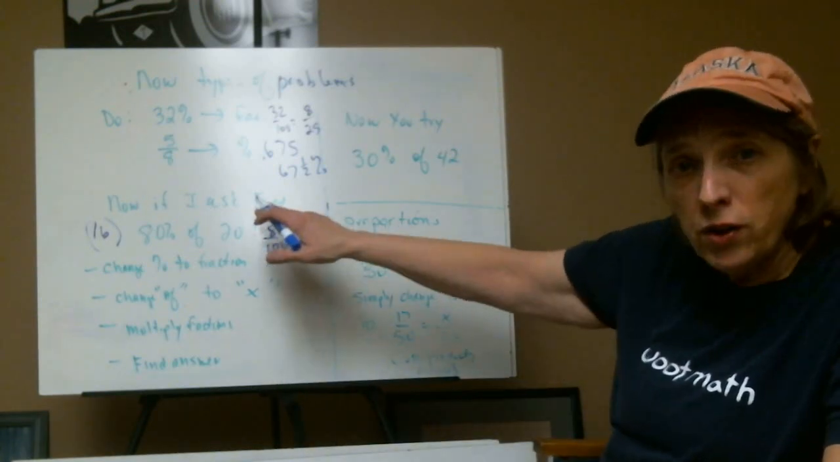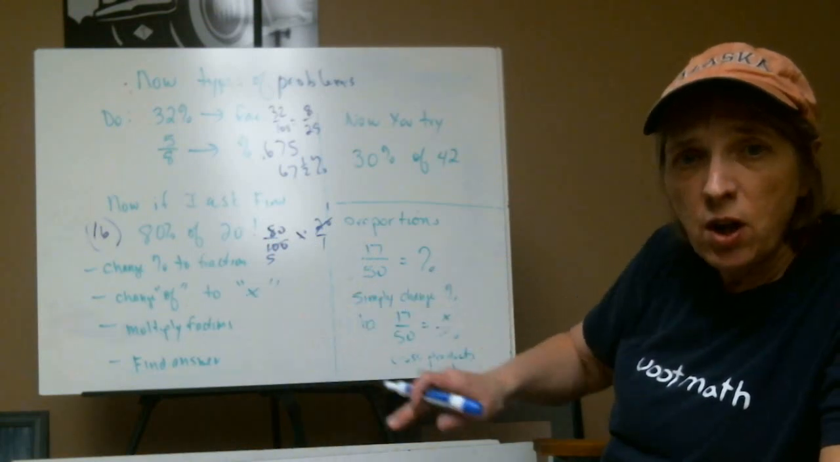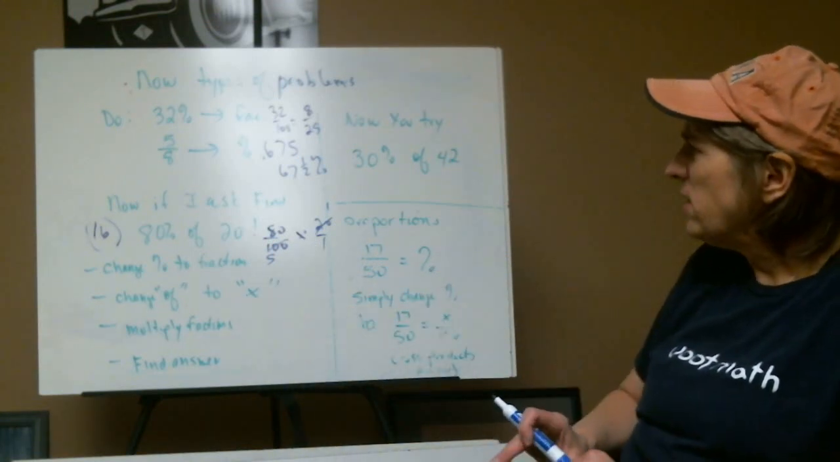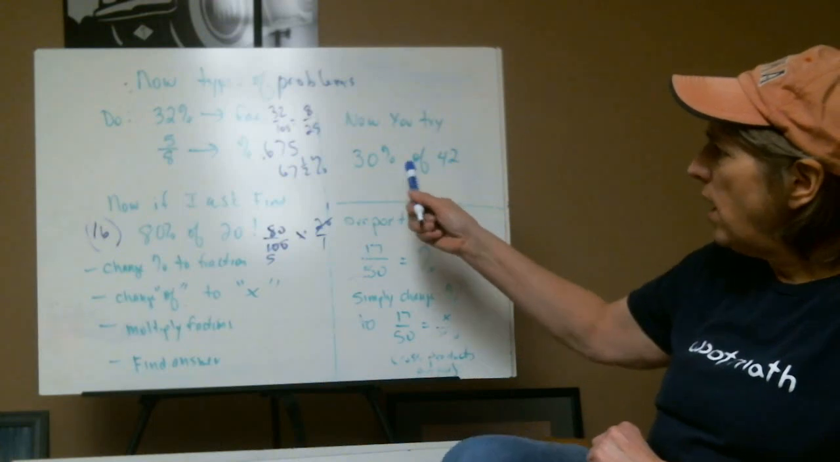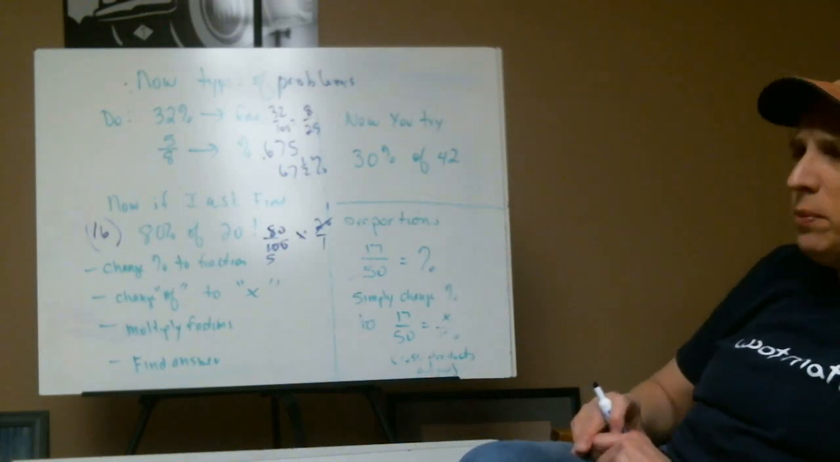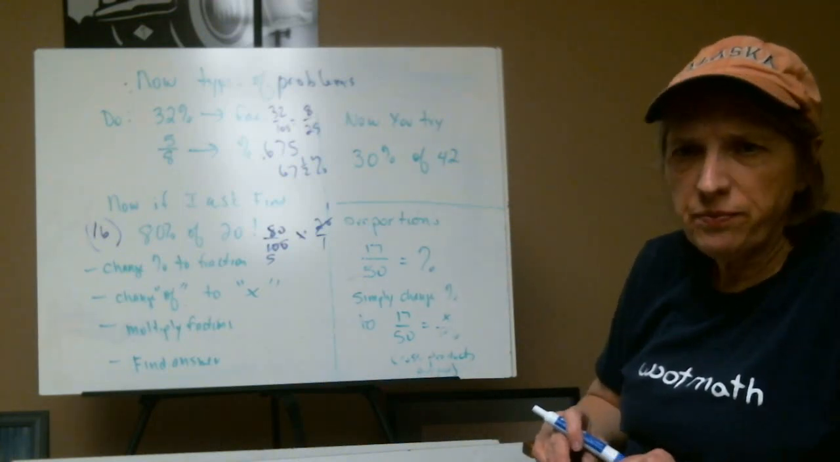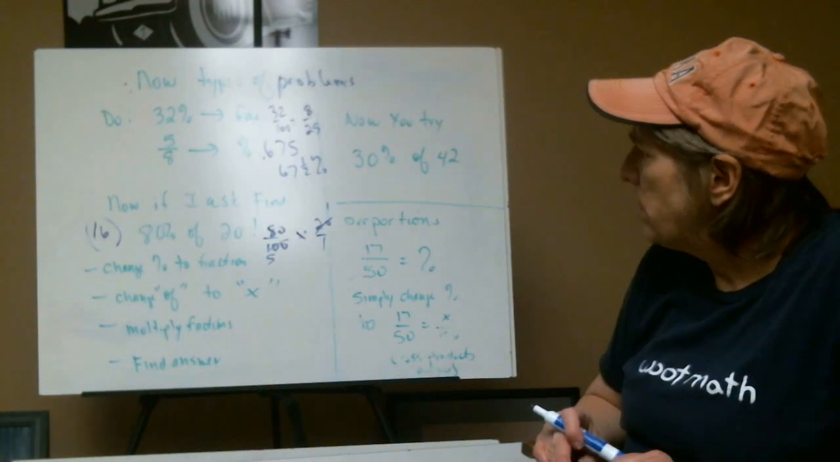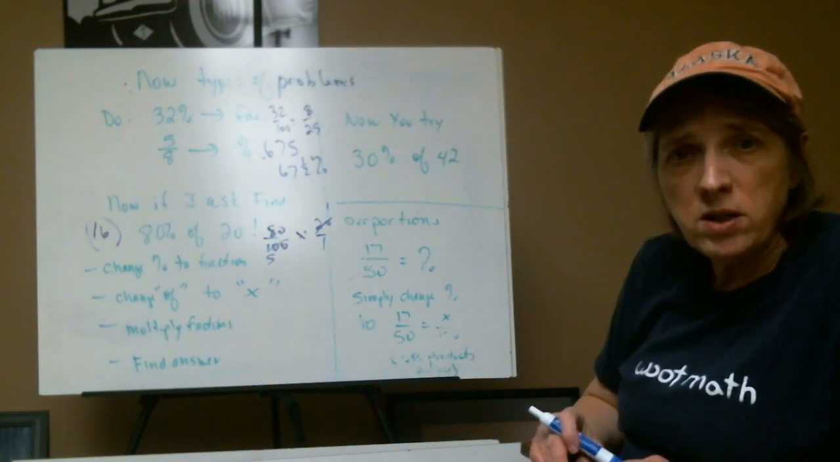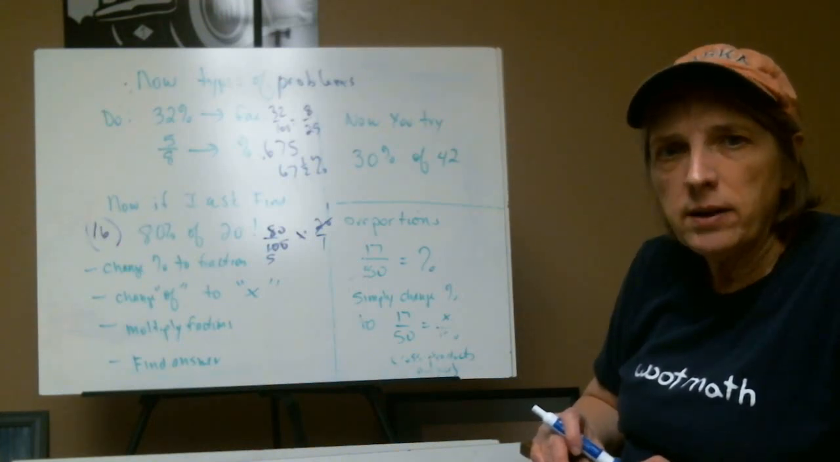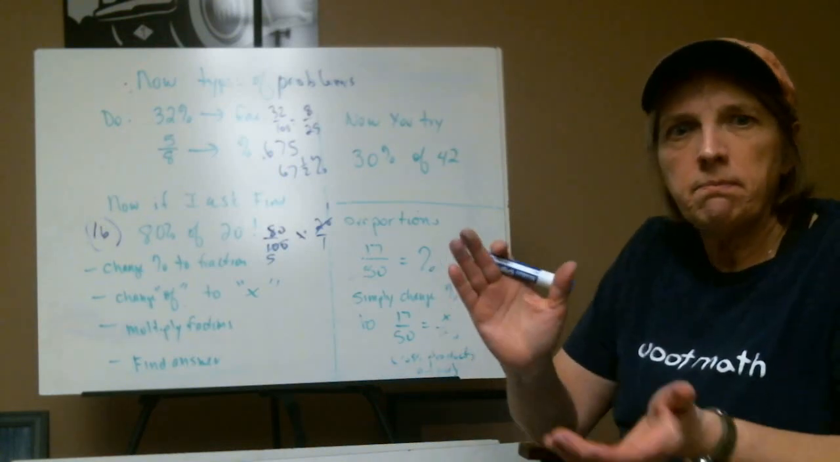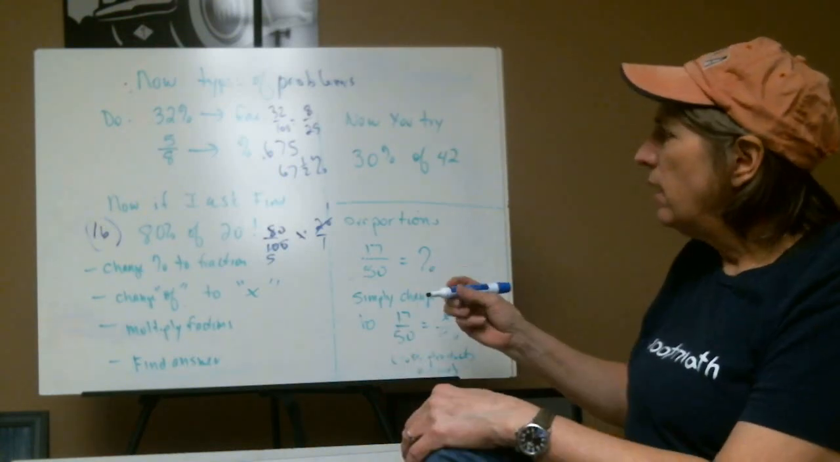So that's all you do when it asks you to find the percent of a number. Then it's going to say, "So you try 30% of 42." You try 30% of 42. Pause the video and then come back. Welcome back. Let's see how you did.